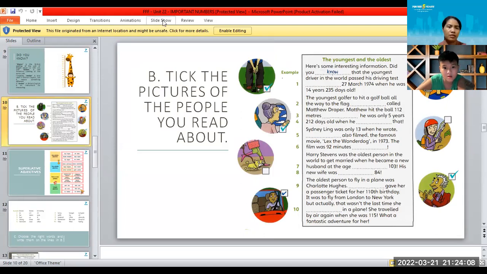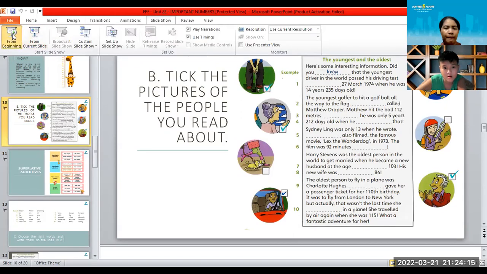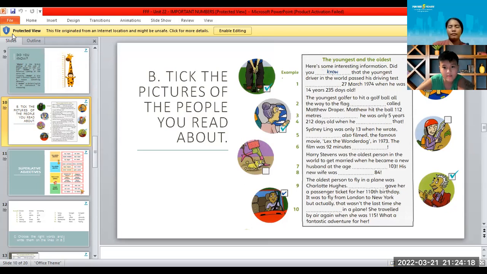Okay, so let's have a test for the grammar. No, vocabulary. Nguyen, we will follow the lessons that they give to us, okay? Take the pictures of the people you read about. Just look at the youngest and the oldest. This is a grammar, and these are some sentences. Can you chat your model sentence?